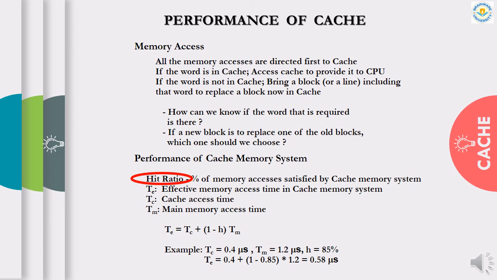Here we have an example where TC equals 0.4 microsecond, TP equals 1.2 microseconds, and the hit ratio is 85%, and that results in 0.58 microsecond for TM.